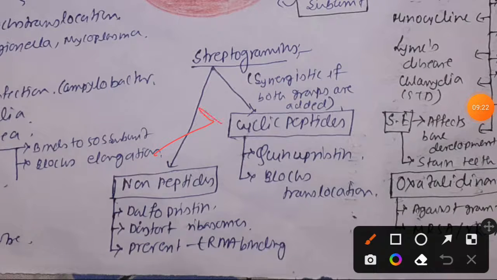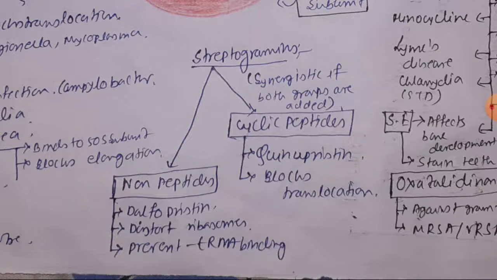Another kind of antibiotic is the cyclic peptides, for example quinupristin. It will block translocation. If you use non-peptide and cyclic peptides together, they can show a synergistic effect. So that was the idea of various kinds of 50S ribosomal subunit inhibitors.